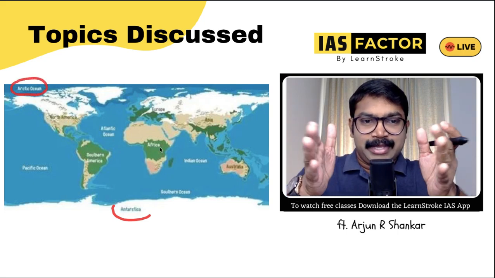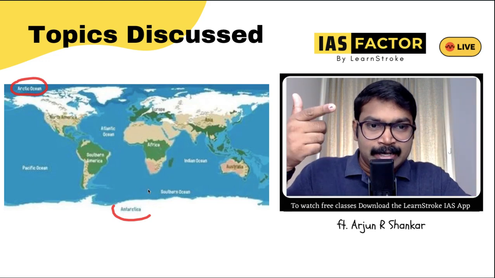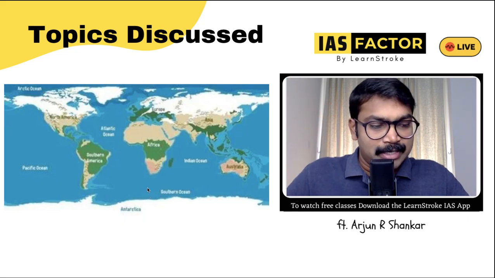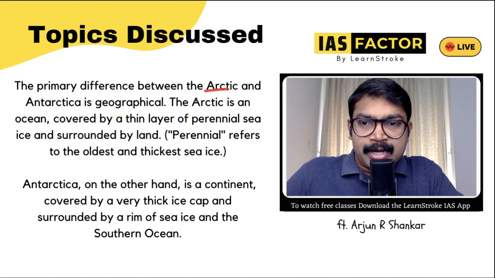So as you know, this is the Earth, and definitely it's a spherical thing. When you look at the map, please understand Antarctica comes on the lower side and Arctic is on the upper side. So what is the difference between Arctic and Antarctic?